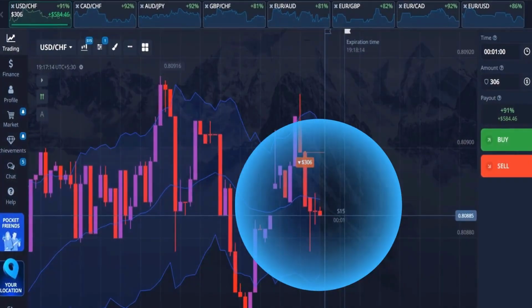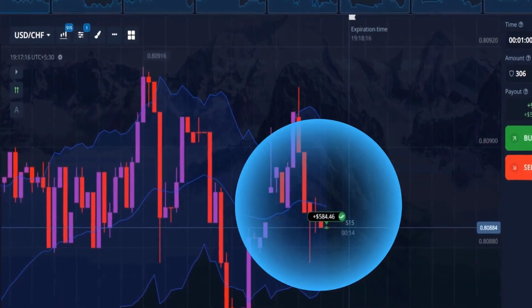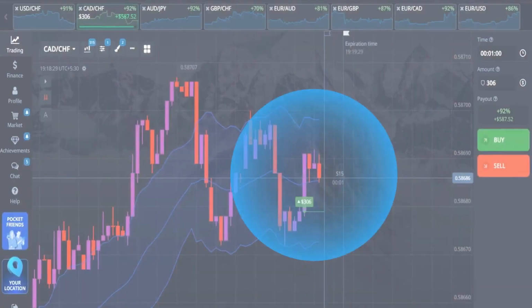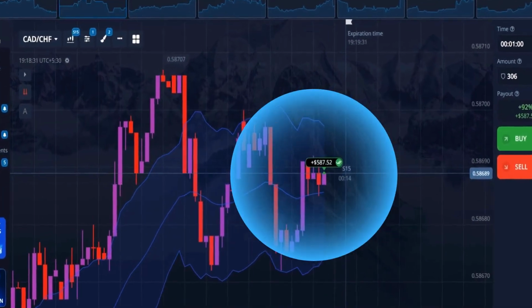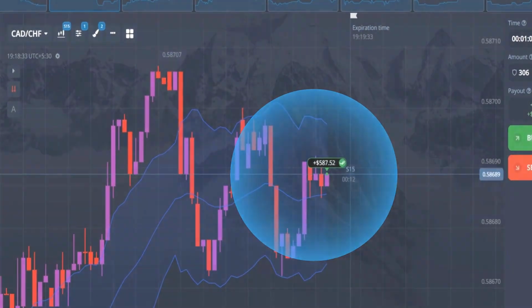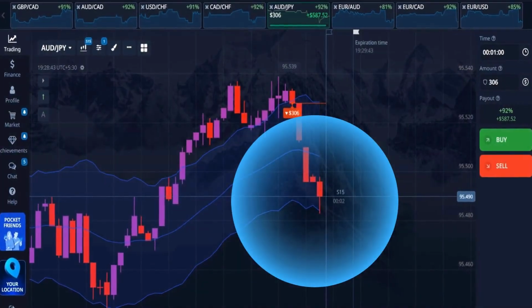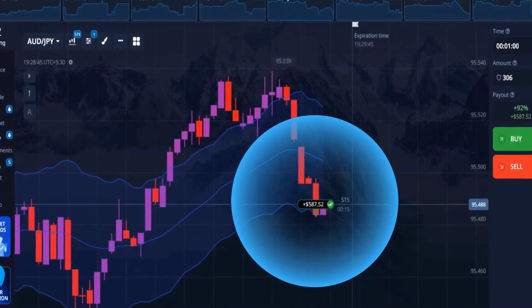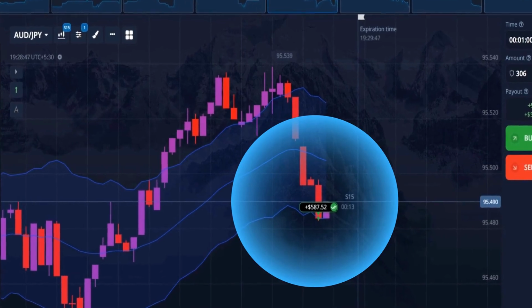I tested the Keltner channel on Pocket Option using just 15-second candles and 1-minute expiry, and the results were absolutely insane. Stick around till the end, because I'll show you the exact indicator settings, my live trades, and whether this strategy really works or crashes and burns.